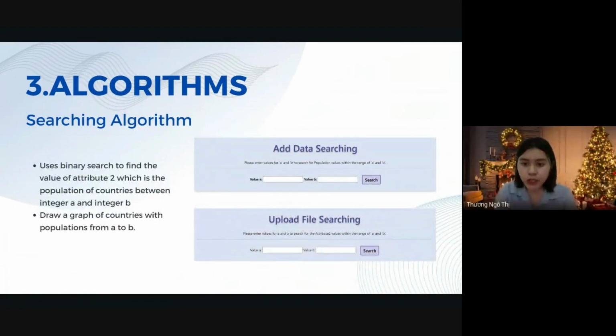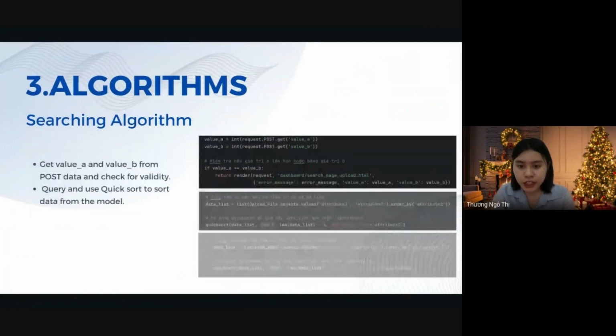Next, I will move on to the next algorithm, which is the search algorithm. The search algorithm uses binary search to find the value of attribute 2, which is the population of the countries between integer A and integer B. From there, draw a graph of countries with the population from A to B. I will analyze in detail.